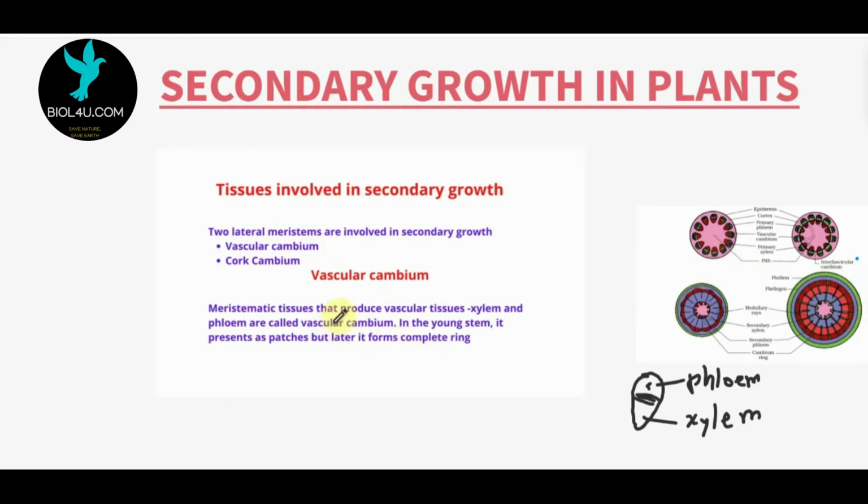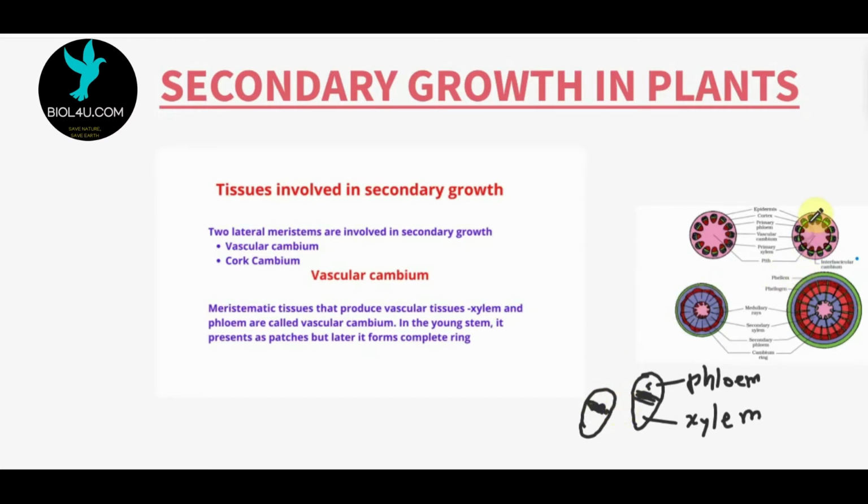The vascular cambium is the meristematic tissue that produces vascular tissues, that is the xylem and phloem. This meristematic tissue produces phloem outside and xylem inside. So the meristematic tissue that produces xylem and phloem is collectively called vascular cambium. In the young stem, it is present as a patch. Suppose this is the vascular bundle of the young stem, and in this young stem you can see a small group of vascular cambium. Later this cambium increases and covers the total thickness of this vascular bundle. So in the young stem it is present as a patch, but later it forms a complete ring.